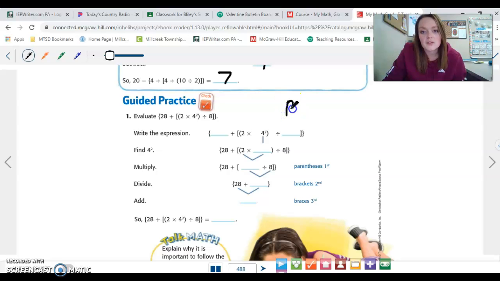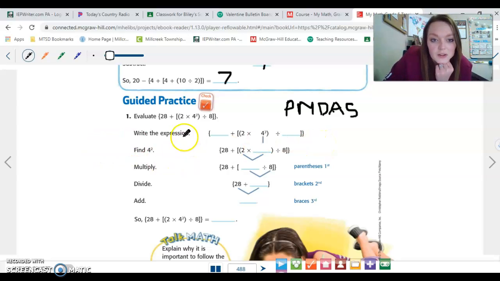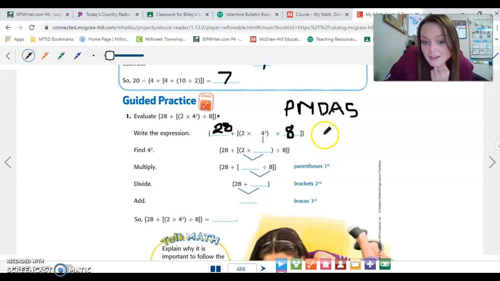Mrs. Blythe is going to start by writing PEMDAS, or PMDAS, also known as please excuse my dear Aunt Sally. We're going to rewrite the expression that is the same as right up here. I'm just filling it in because they left it blank for us to fill in. So 28 plus bracket parentheses 2 times 4 squared divided by 8 bracket braces. Okay, so what do I start with first?